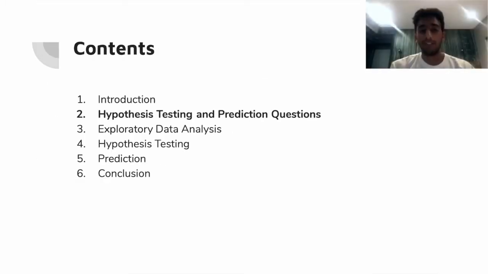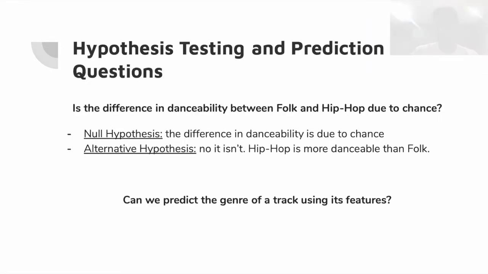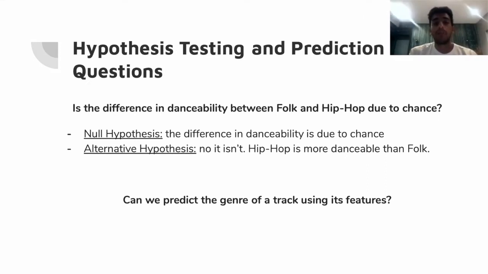During our analysis, we have 2 questions we want to answer. This is our hypothesis question and our prediction question. Looking first at the hypothesis question, the question we wanted to explore with hypothesis testing is: is the difference in danceability between folk and hip-hop in the sample due to chance as a result of random sampling, or does it reflect something in the population? From this, we can form our prediction question. Assuming that there is a difference, can we predict the genre of a song based on its features? Before starting hypothesis testing, we will explore our data first.